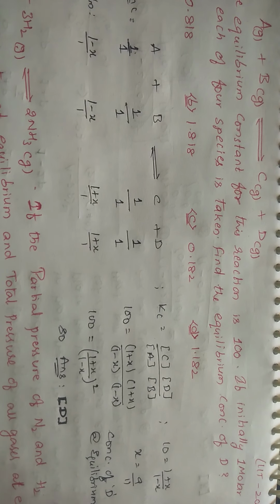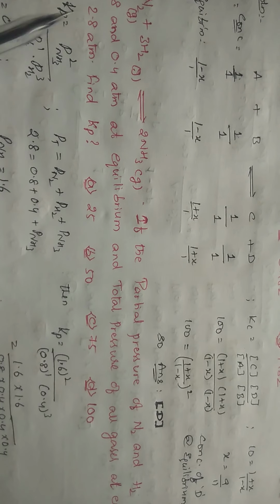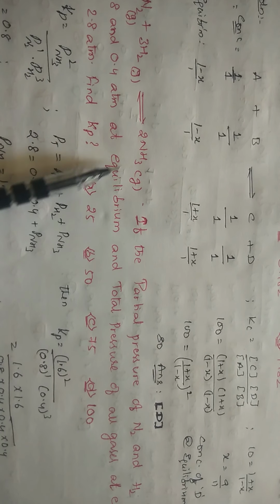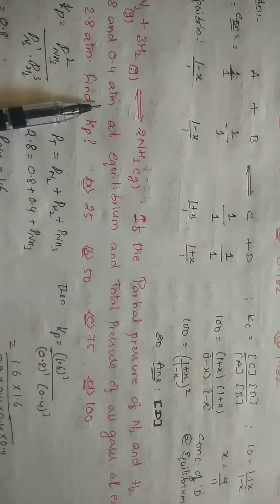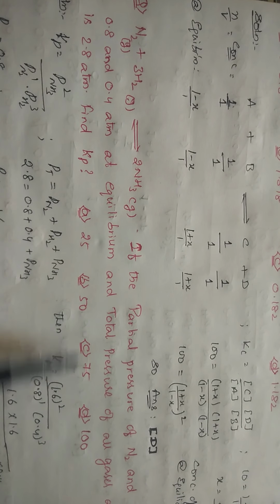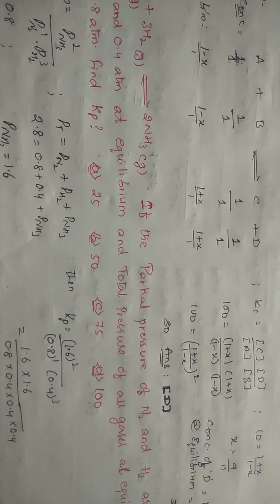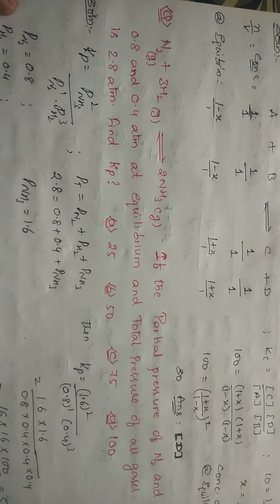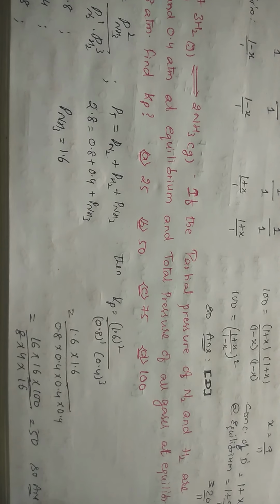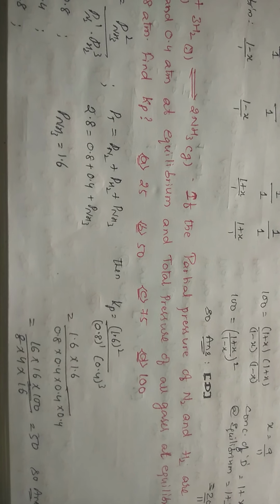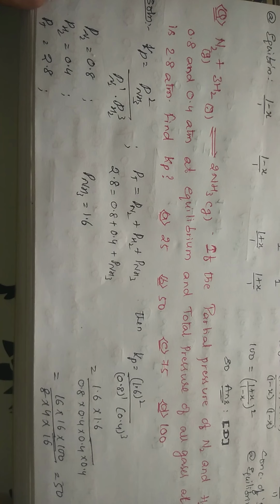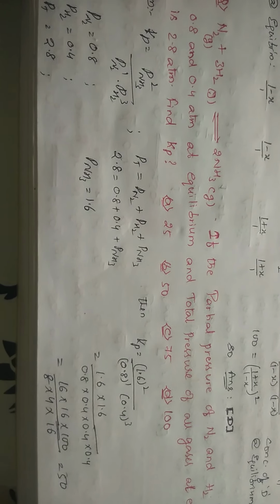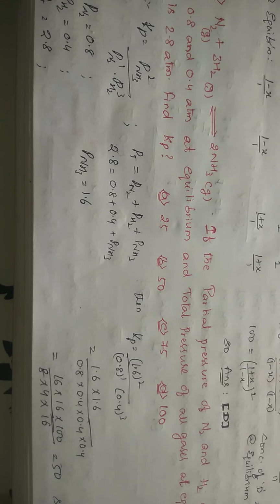The answer is D. Take one more question like this: N2 plus 3H2 giving 2NH3. If the partial pressures of N2 and H2 are 0.8 and 0.4 atmospheres at equilibrium, and the total pressure of the gases at equilibrium is 2.8 atmospheres, find Kp. Options: A is 25, B is 50, C is 75 and D is 100. So solve the question. Pause the video and solve the question, students.